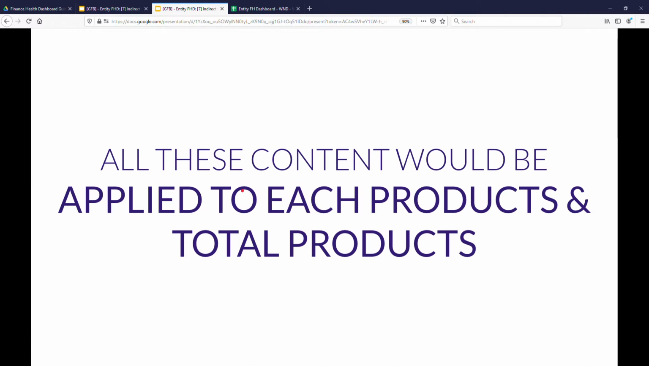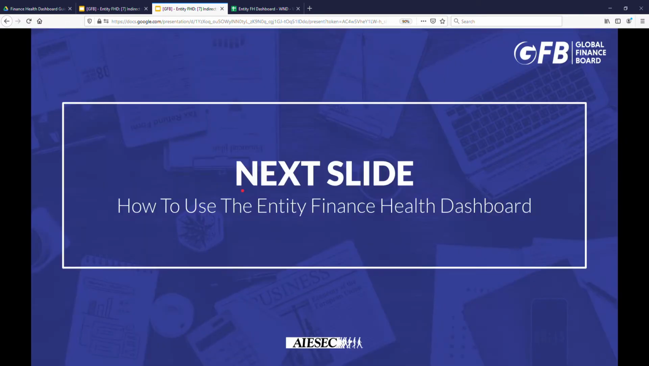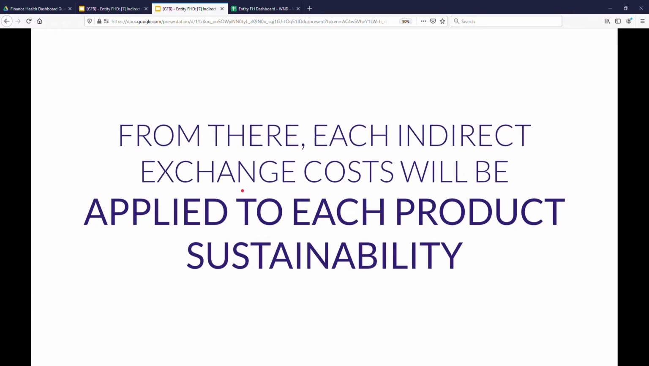As mentioned, all this content would be applied to each product and to total products. From there, each indirect exchange cost will be applied to each product's sustainability. If they are applied, just go to the sustainability slide, and you can see the results in the sustainability trends.